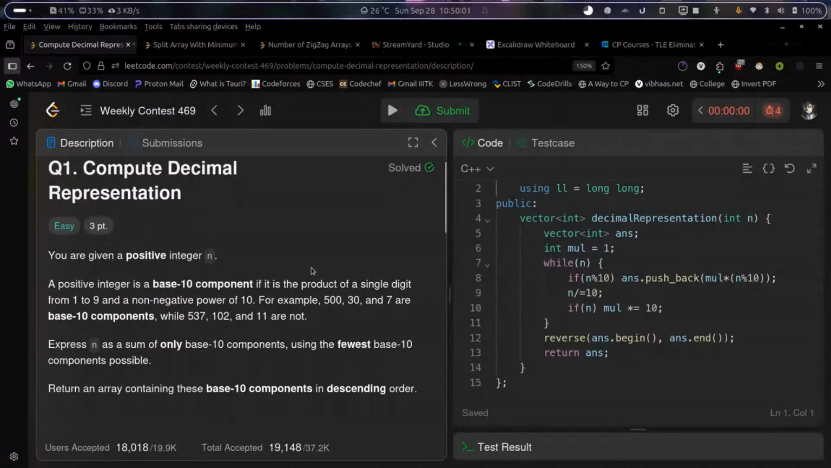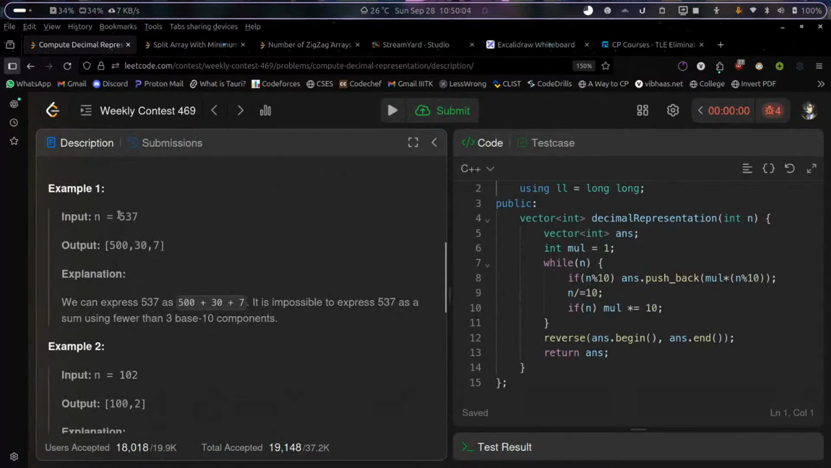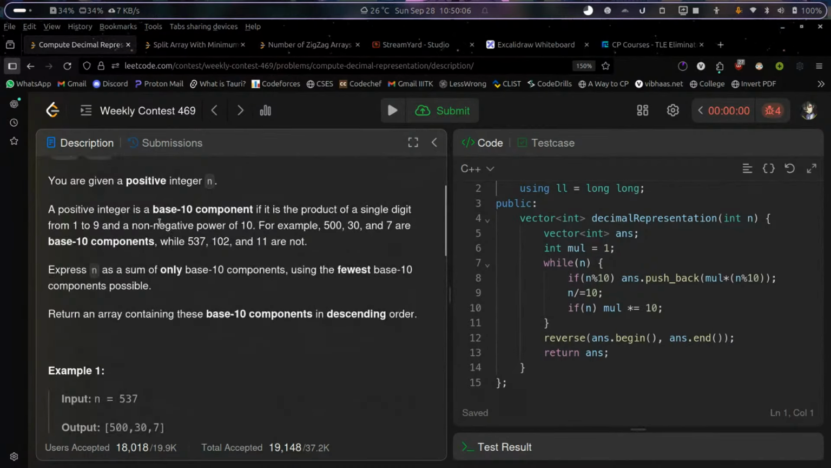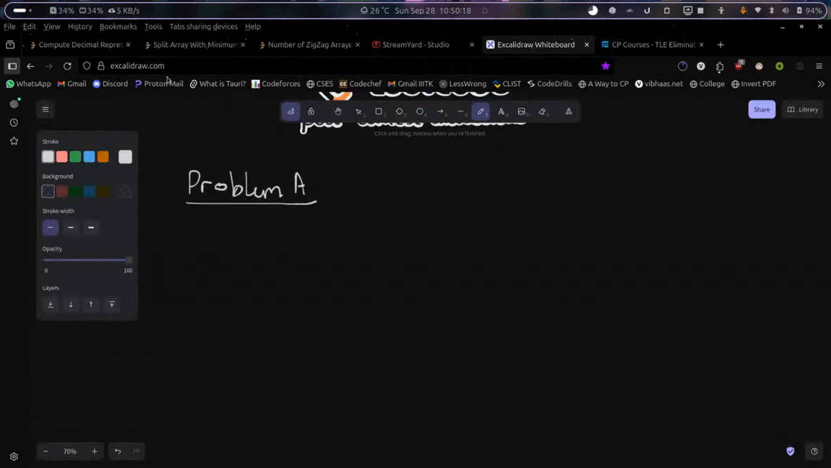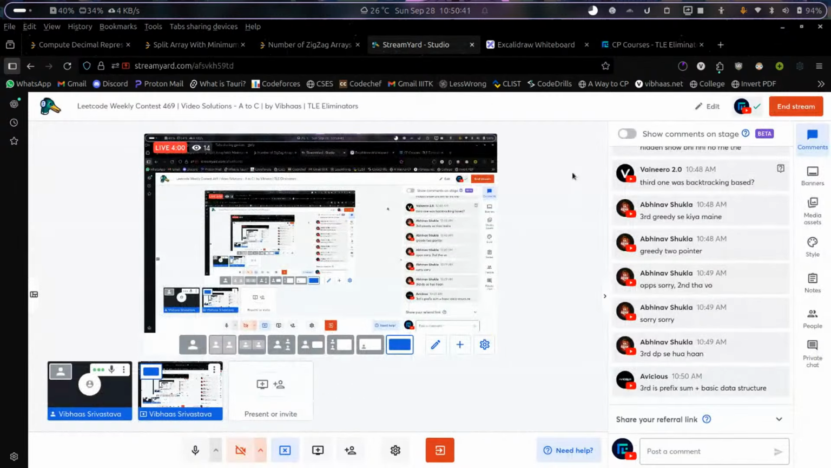Okay, so what we know is that every number like 537, we need to express it as sum of base 10 components, right? And we need to do using the fewest base 10 components. So obviously the easiest way to do it is by doing its decimal expansion, right? So we need to write its decimal expansion. Like for example, 537 equals 500 plus 30 plus 7, right? So this is how we express a number in decimal format. That's how decimal number system works.